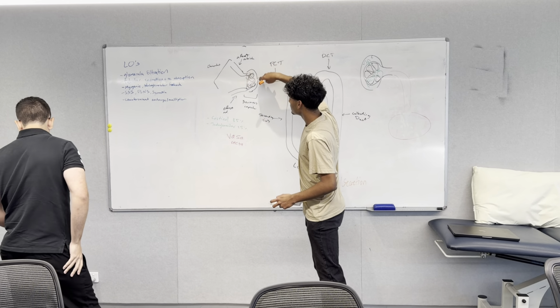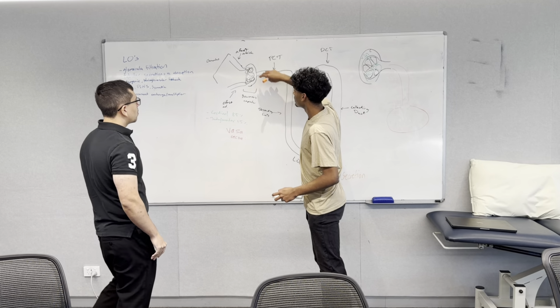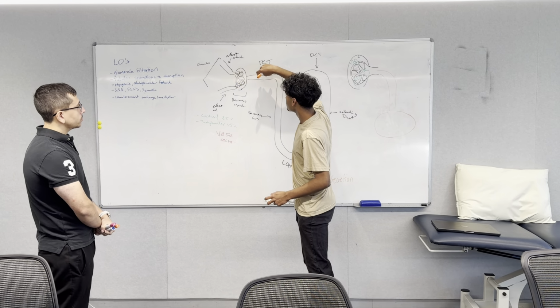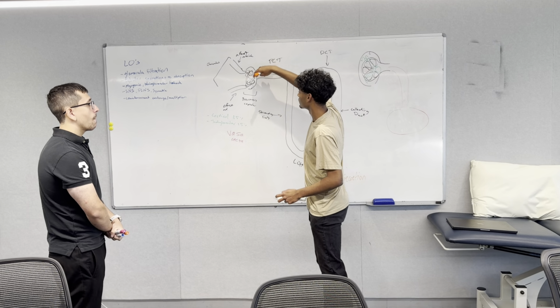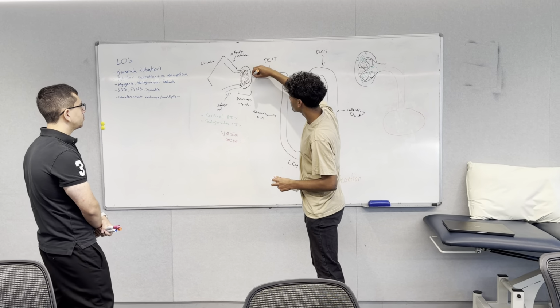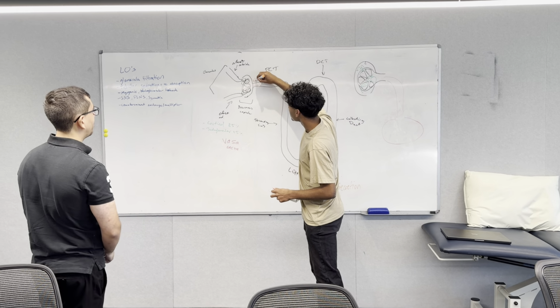And then this is the Bowman's capsule, so this is where the filtrate will enter from the capillaries into the proximal convoluted tubule. So it'll enter filtrate from here. So if we just want to label that filtrate.